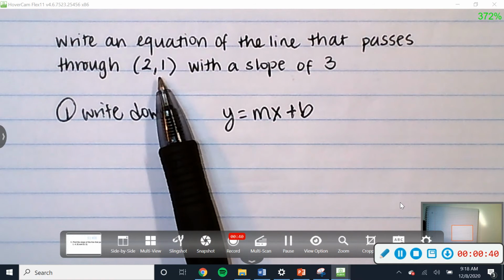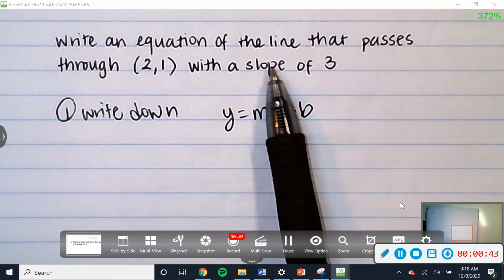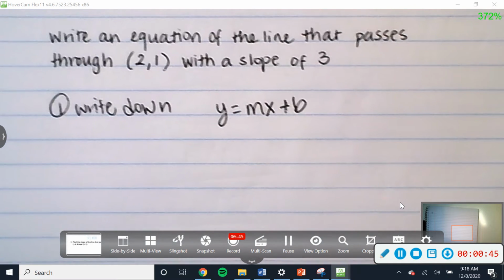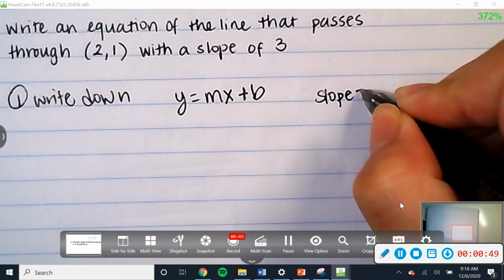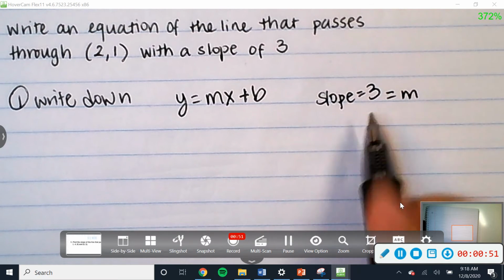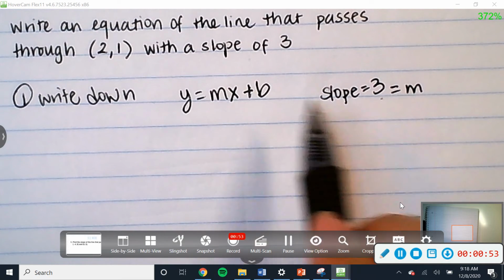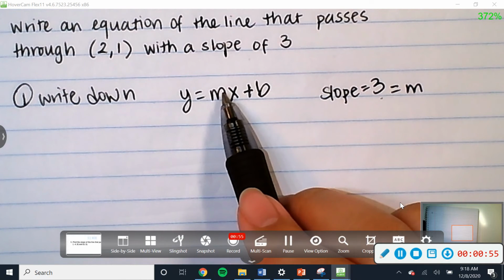They give us a lot of information. They give us the set of points. They also give us the slope. So let's write down a few things that we do know. The slope is 3. And slope in our equation is always the m variable. So right here, m, that's where our slope would go.